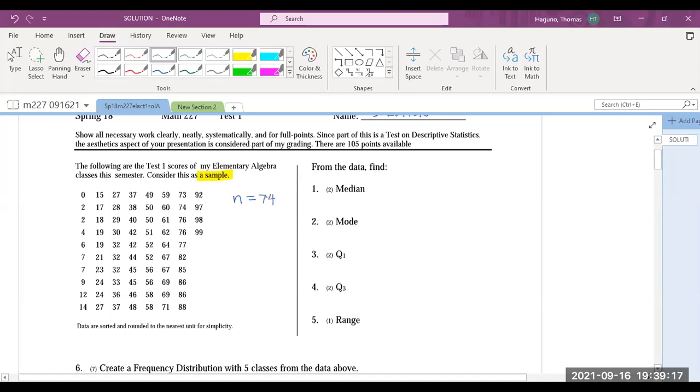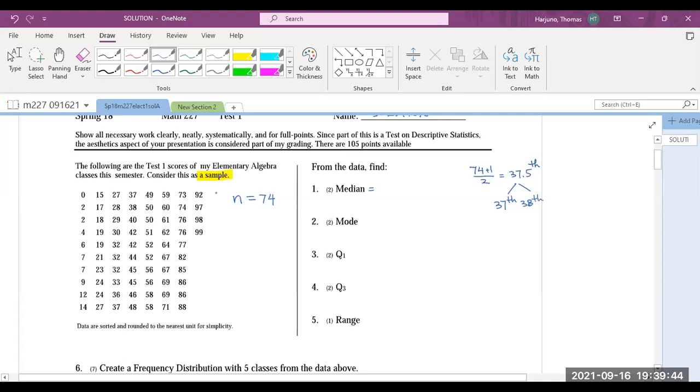So the position of the median will be (74 plus 1) over 2 equals 37.5. Right? Now that's the position, so you write it aside. Don't write it next to the median. When you write the median, you say it's supposed to be between data number 37 and data number 38.